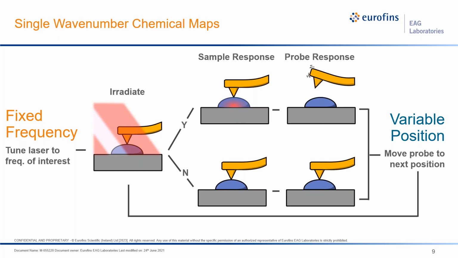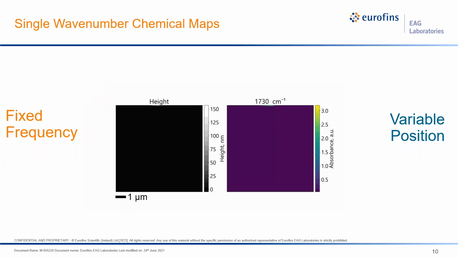And again, we follow this similar loop where we irradiate and measure sample and probe response. But what we're doing next is moving the probe to the next position in the image. So essentially what we're getting here is we're collecting the distribution of the compound at a single frequency as a function of position, and these are collected simultaneously with the AFM images. So you can go back and correlate different features such as topography back to the distribution of chemical species.